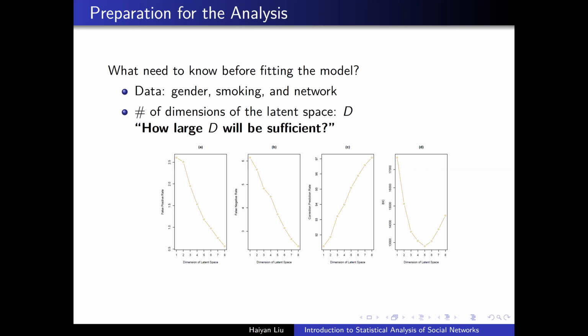To determine the dimension of the latent space, we can fit the latent space model to the network data. We can vary the dimension and then get the BIC. For the current network, the college friendship network, we found that when D equals 5, when the latent space has 5 dimensions, it has the lowest BIC. Therefore, when we explain the results, we will use D equals 5.